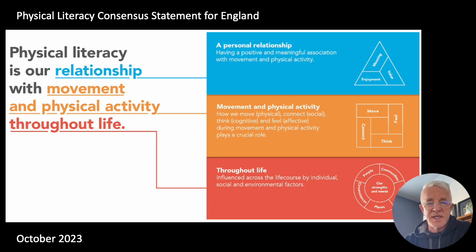They said physical literacy is our relationship with movement and physical activity throughout life. So it starts from a very early age, 0, and goes all the way up to death. But the important thing here is that they really identified quite graphically that people need a positive and meaningful association with movement. And I'm going to talk a lot about that today. What is that relationship? Enjoyment, value, meaning? And we'll really use those terms later on because that really jives with some of the research findings as well.